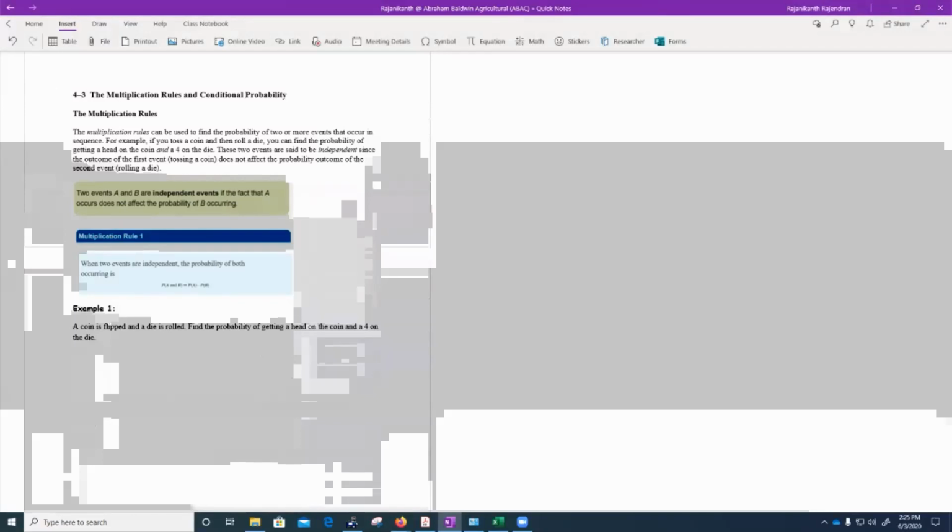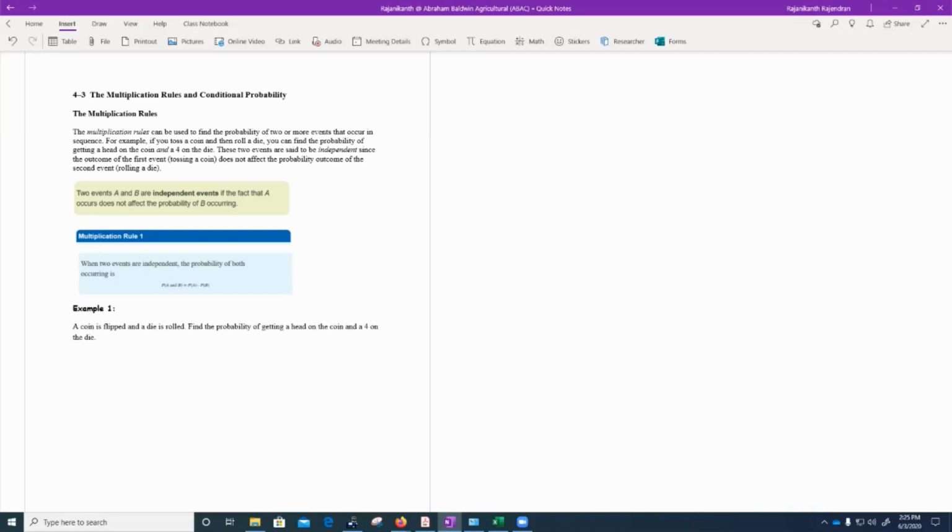This is section 4.3. So we are going to look at the multiplication rules and conditional probability. Let's look at the multiplication rules first. Multiplication rule says that if two events A and B are independent events, you can take the probability of A and B occurring, which is given by just a product of the probability of A and the probability of B.